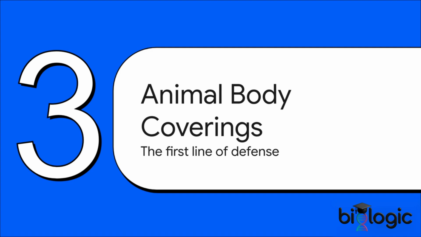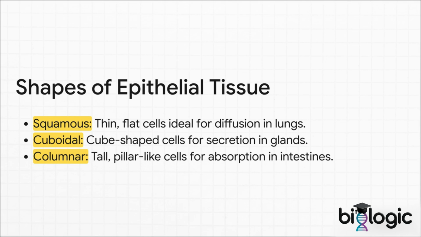And our tour here is going to start right on the surface, with the tissue that covers our bodies and lines our organs. Our first line of defense. This is called epithelial tissue. And with this tissue, the design principle is incredibly elegant. The shape of the cell perfectly matches its job.